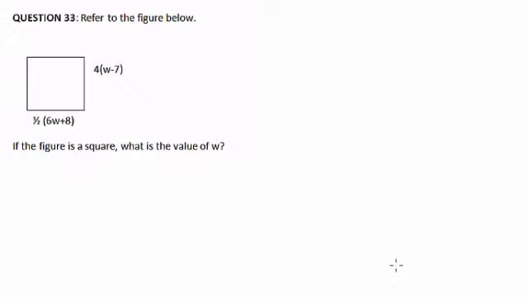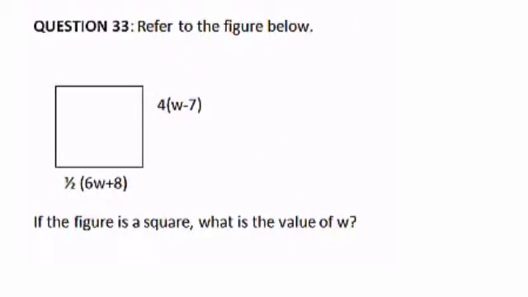Let's solve question 33 in practice test 2. Question 33 looks like this. It says, refer to the figure below. It gives us a picture of something that looks like a square and two equations for the side length. The rest says, if the figure is a square, what is the value of W?